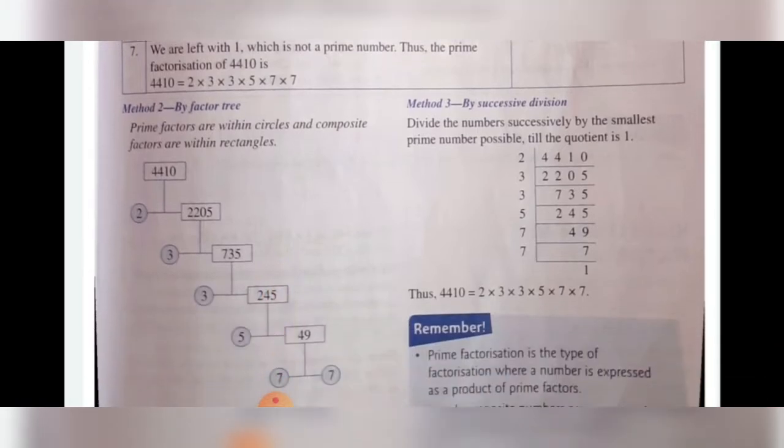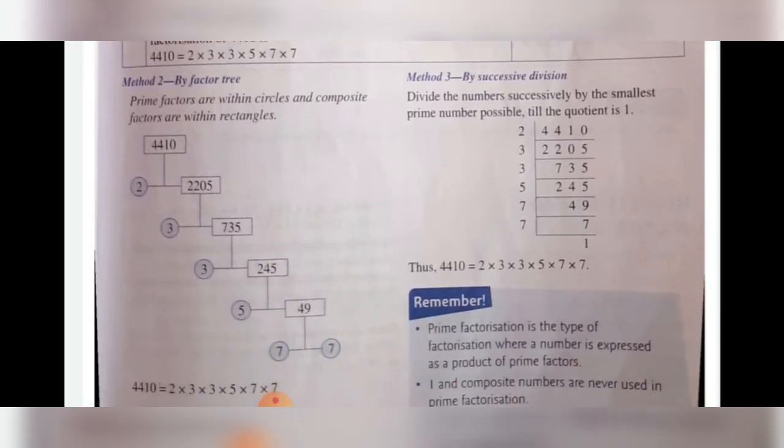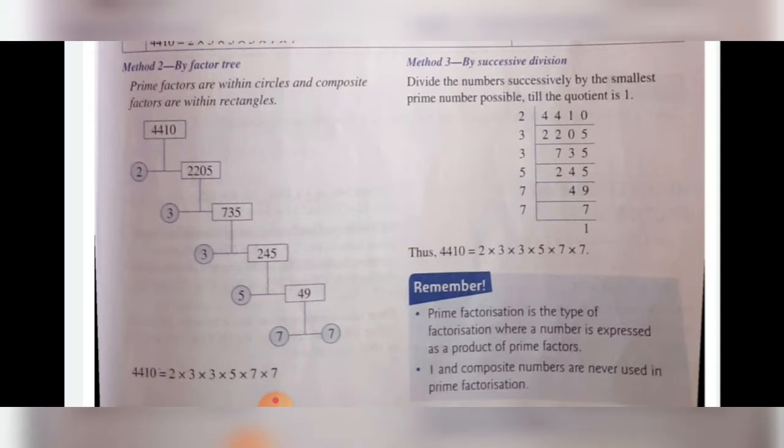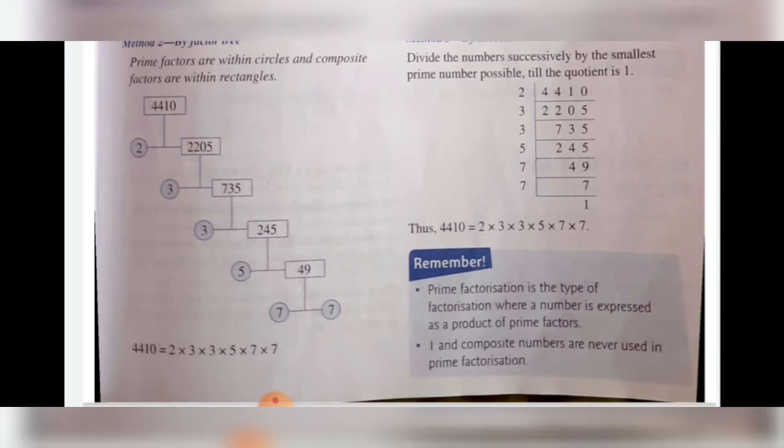Another method is by factor tree method. This is also the same thing. We are going to make a tree. Like see here 4410. So if you divide it into two parts, what you will get? 2 into 2205. Similarly, if you divide 2205 into two parts, then you will get 3 into 735. So same way you are going to elaborate it.